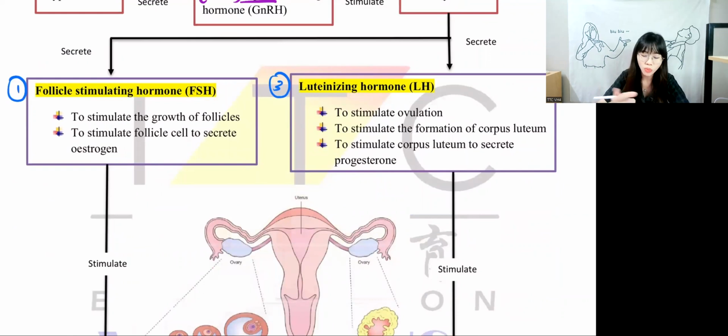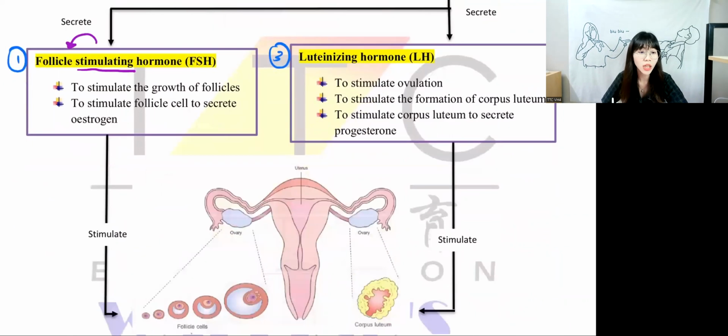Now, follicle stimulating hormone. When we look at the word, in the middle, we have a word called stimulating. They will stimulate the word in front. Okay, what is a follicle? In every woman, we have a lot of follicles.